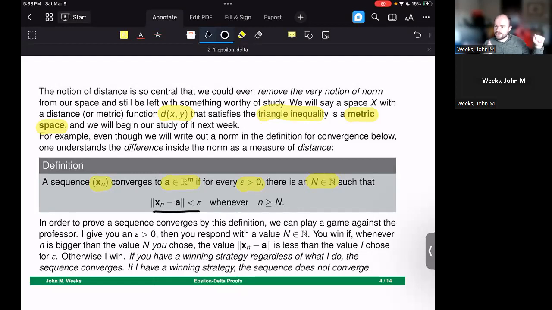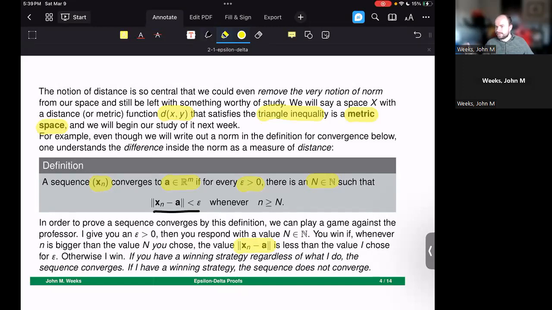We've been given the sequence. We've been given a limit, a limiting value for this, and we're now going back and forth with an epsilon value and an n. Now you're going to win this game if whenever the value of n is bigger than the value of n that you chose, the absolute value or the norm, the distance between x sub n and the vector A, is less than the value that I chose for epsilon.